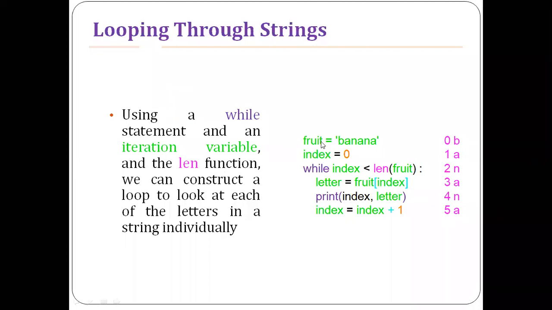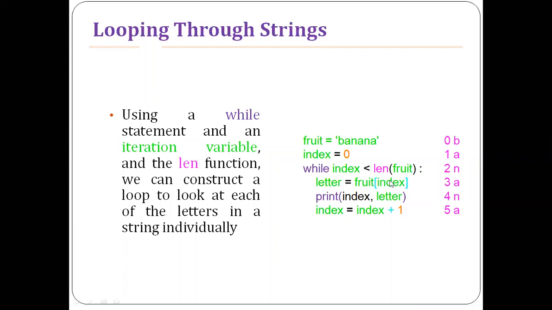Let us look at one example here. We have initialized fruit equal to banana, and index has been set to 0. The index is initialized to 0, which means we are reading each character from the string and printing it on the terminal, right? So while index is lesser than the length of fruit, because the index is always one lesser than the length of the fruit. That's why it is lesser than the length of the fruit.